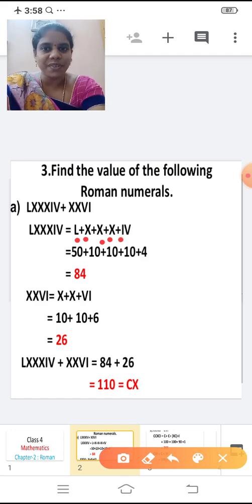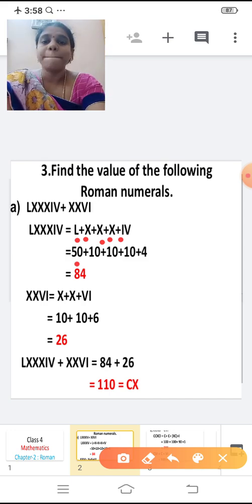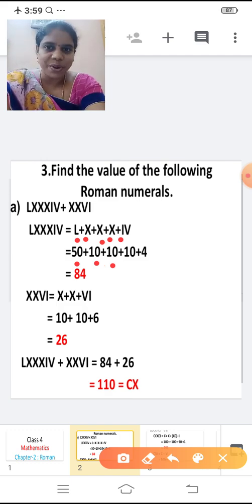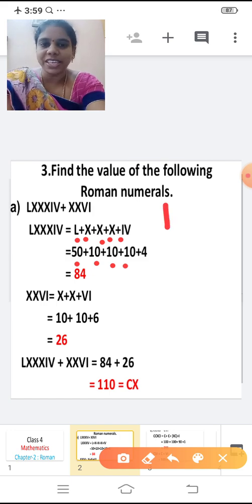What is the value of L in Indo-Arabic number? Yes, 50. Very good, children. So 50 plus, what is the value of X? 10. Very good. Again, one more X, 10. Then again, one more X, 10. So 10 plus, what is the value of IV?